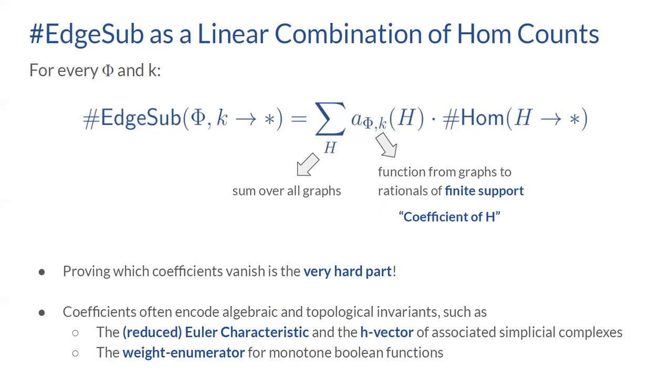And it turned out in the past for related counting problems that those coefficients sometimes actually describe known algebraic and topological invariants, such as the reduced Euler characteristic and the H vectors, also the weight enumerator for monotone Boolean functions. And I won't define any of them, just if you've heard of them before, you see that there's actually something going on with these coefficients. Unfortunately, proving that any one of those is non-zero is quite hard.